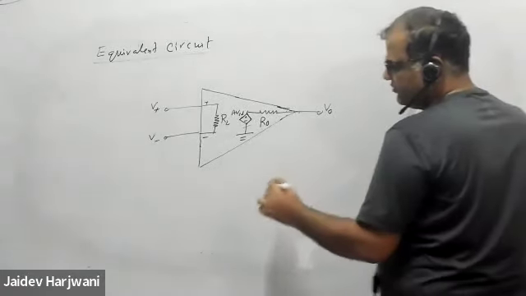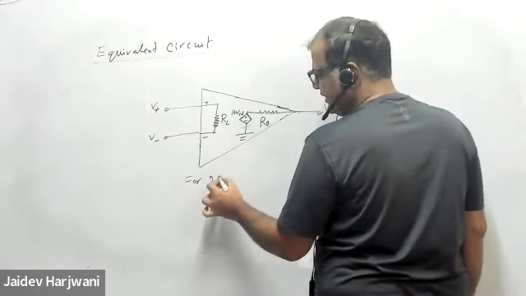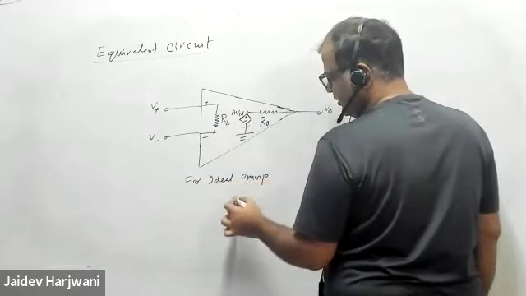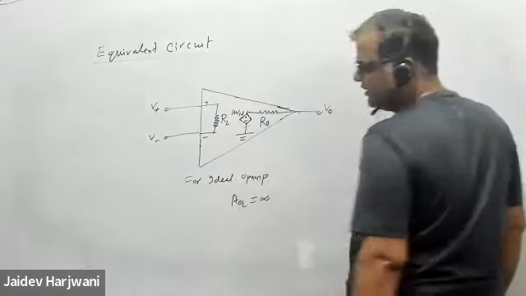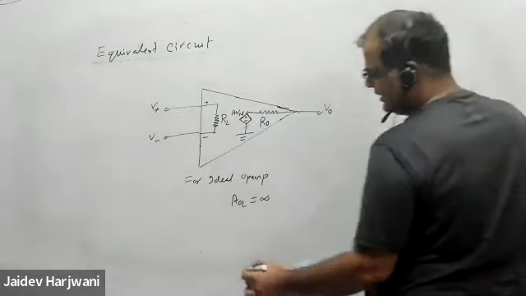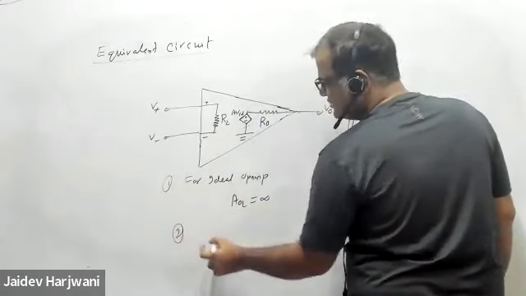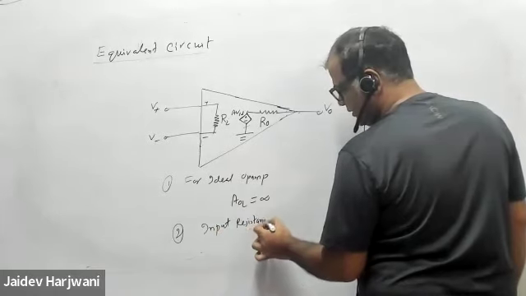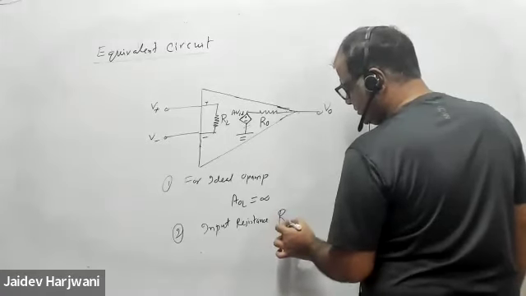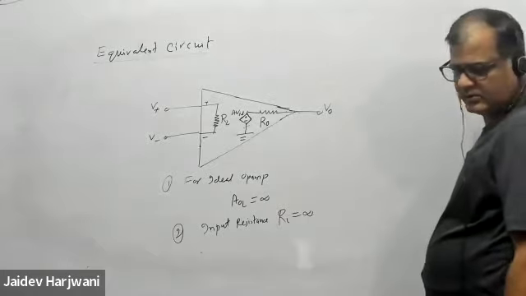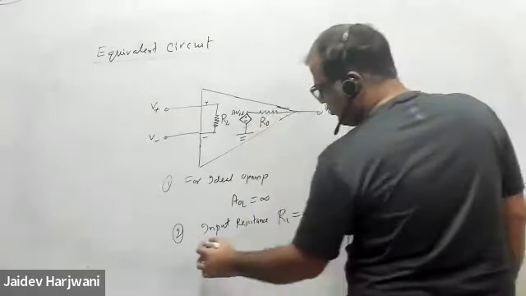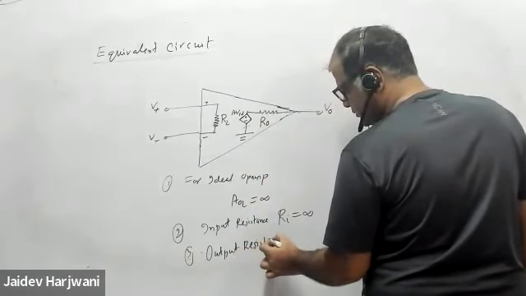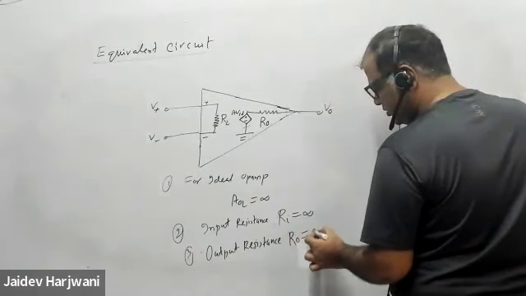Now I told you, for an ideal op amp, AOL is generally very high, 10 to the power 5 to 6, so we call it infinite. Second, the input resistance, which we called RI, is also infinite. And R naught, the output resistance, is almost equal to zero.